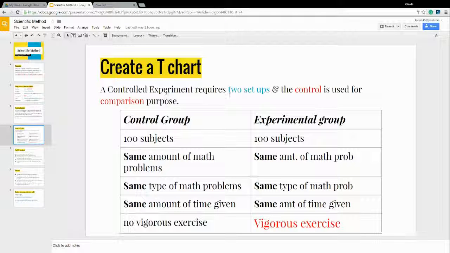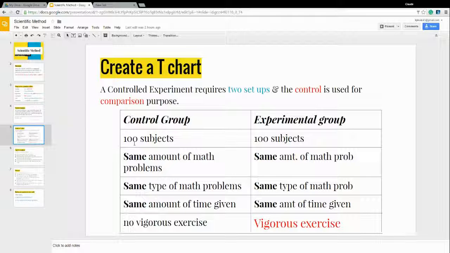Okay, you see here that you need two setups, and you know that the control group, this group right here, will only be for comparison purposes. We'll only need it for later. Just compare, just to see what this looked like and what they did and what they were able to do with the math problems, and compare it to these subjects in this group. Okay? Now, control group versus the experimental group.